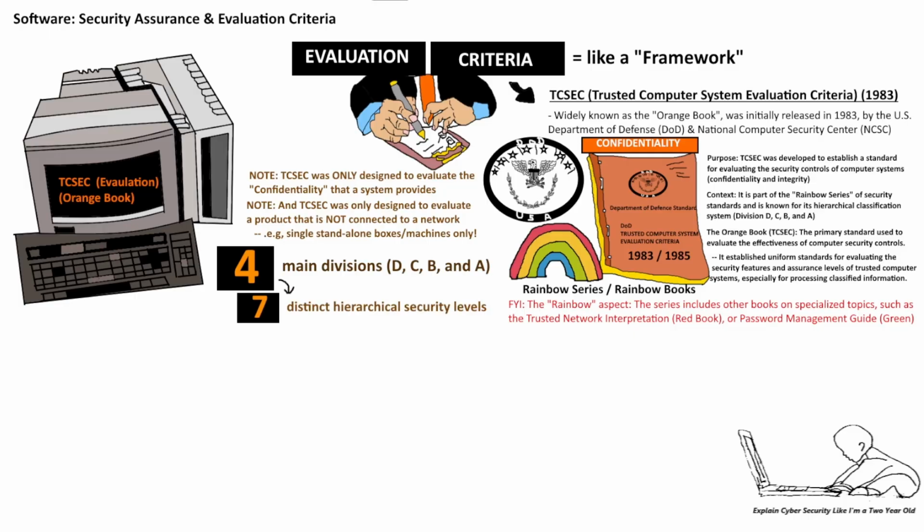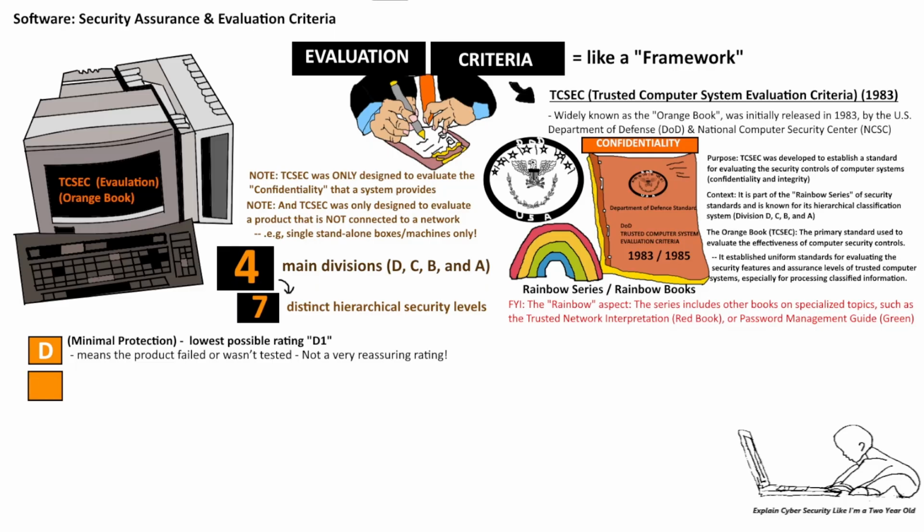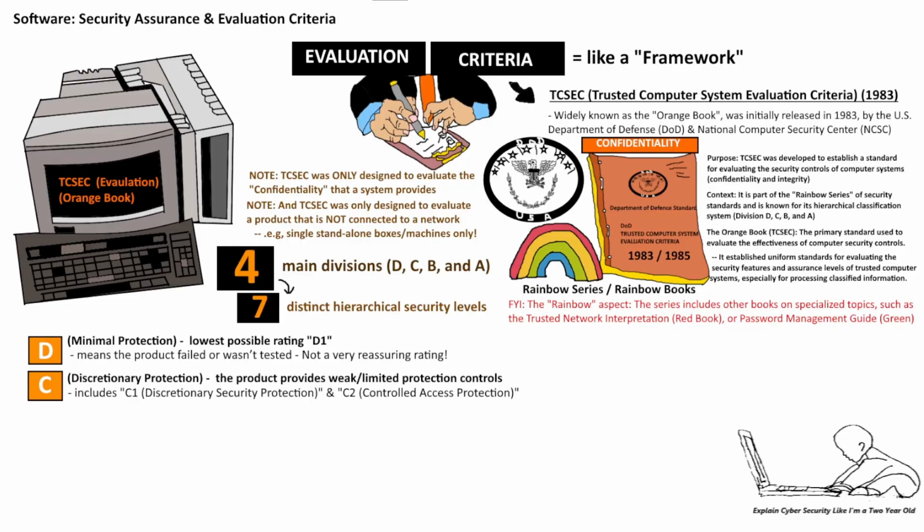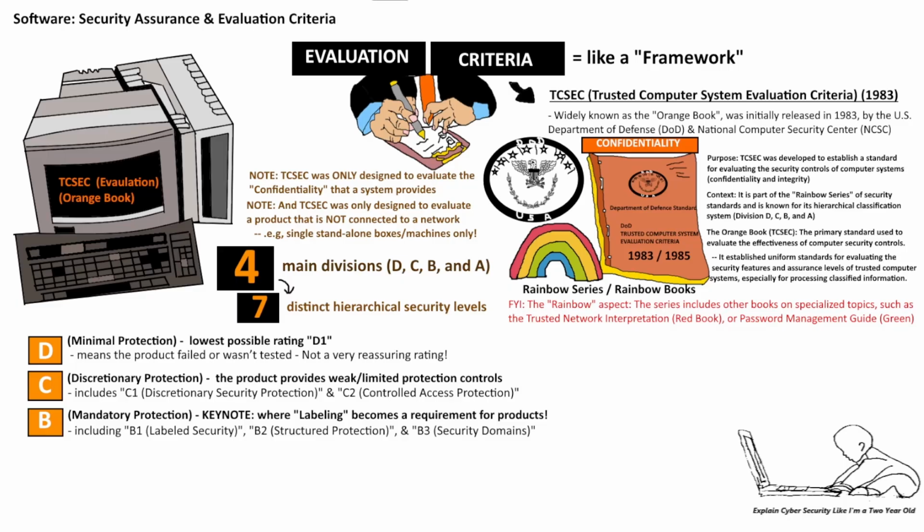So let's go even further and break down these divisions, starting with Division D, which is known as Minimal Protection. And Minimal Protection is obviously the lowest possible rating, known as D1, meaning that the product failed testing or wasn't even tested. This moves us on to the next division, which is Division C, known as Discretionary Protection. This means that the product provides weak or limited protection controls, but does have some controls. And the levels under the C division are C1 and C2. And Division B is where it gets interesting, known as Mandatory Protection, which is where labelling became a thing. And there are 3 levels under this division, known as B1, B2 and B3.